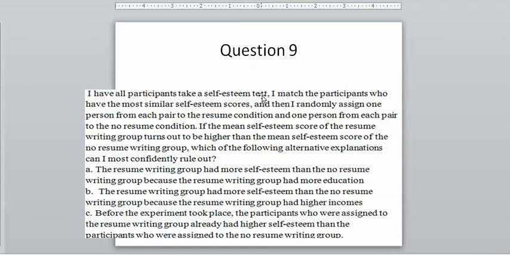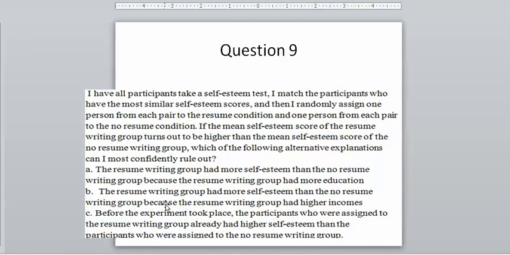I have all participants take a self-esteem test. I'm matching, so I did do the matching. I matched them on their prior self-esteem. And if it turns out at the end of the study that the mean self-esteem of the resume group was higher than the mean self-esteem of the no resume group, which alternative explanations can I rule out because of the matching?